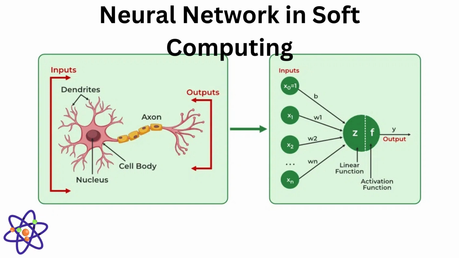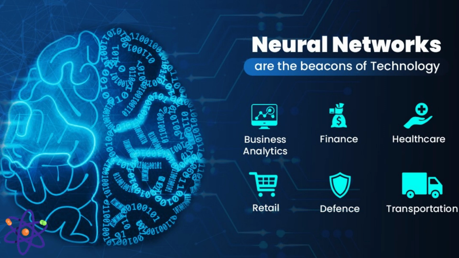So the resemblance to the human brain lies in the network's ability to recognize patterns, make decisions, and adapt to new information. Neural networks can learn from large amounts of data, identifying complex relationships and correlations that are difficult to model with traditional algorithms. So neural networks have a range of applications due to their powerful pattern recognition capabilities.